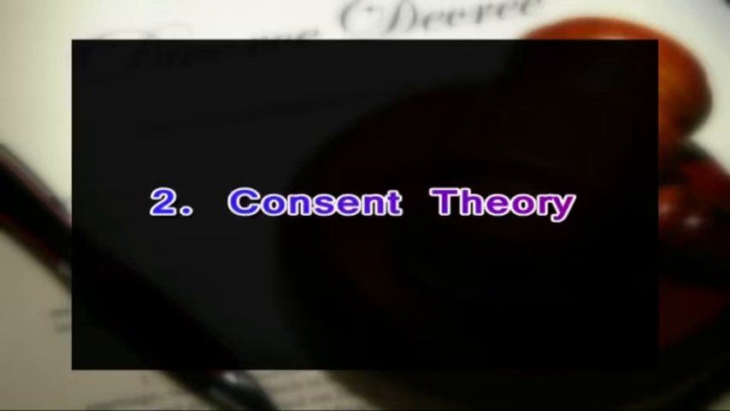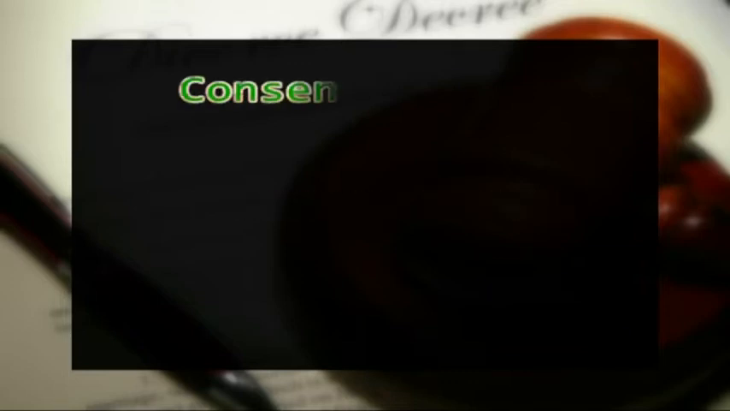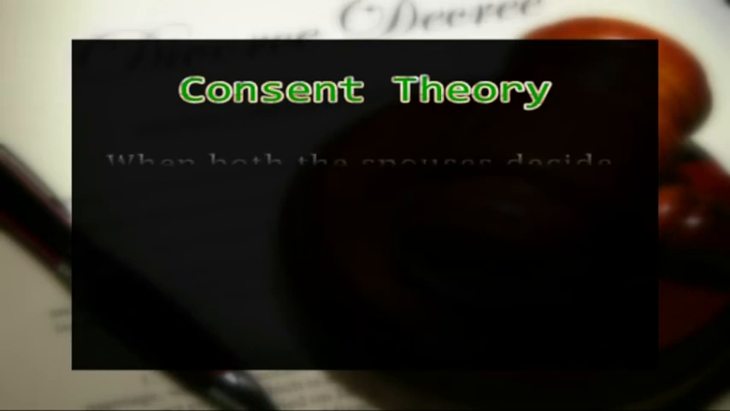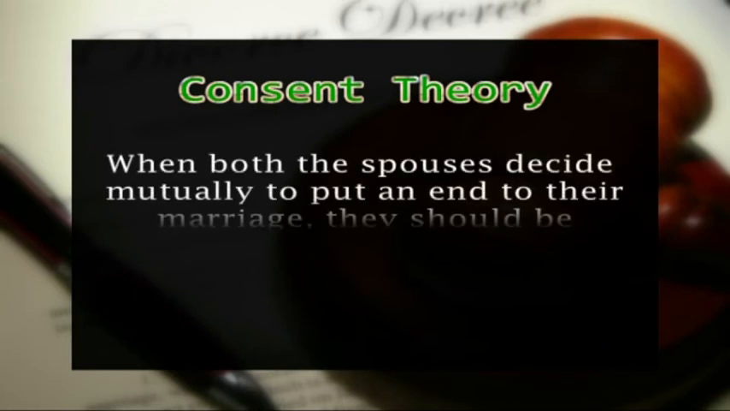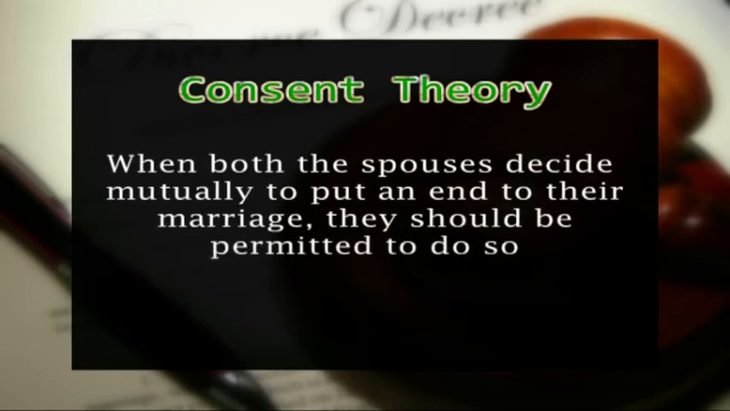Second theory is consent theory. According to this theory, when both the spouses decide mutually to put an end to their marriage, they should be permitted to do so. The theory can be very helpful under circumstances where there is no legal ground available to the parties to terminate their marriage, but still they wish to come out of it. In that case, they both can settle their terms for their marriage to get it dissolved.